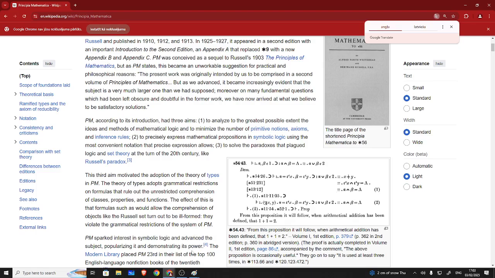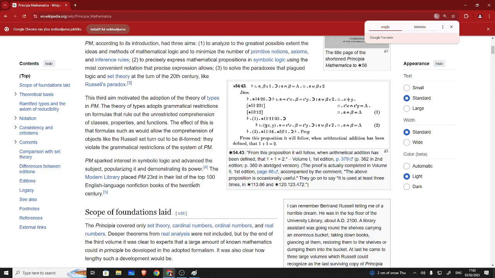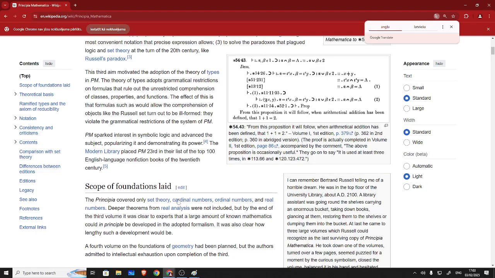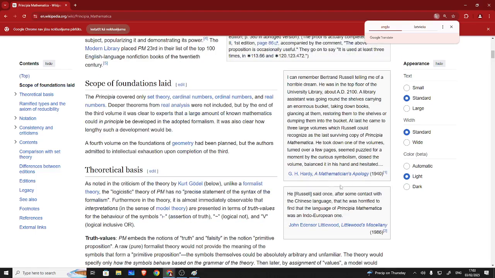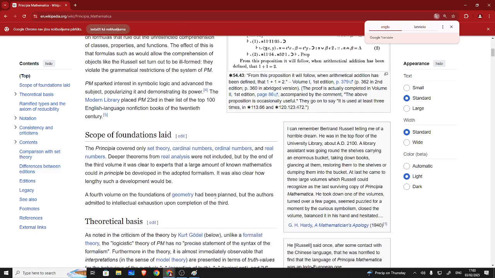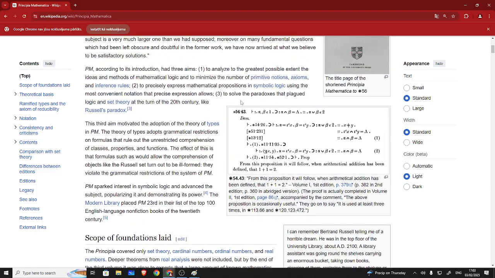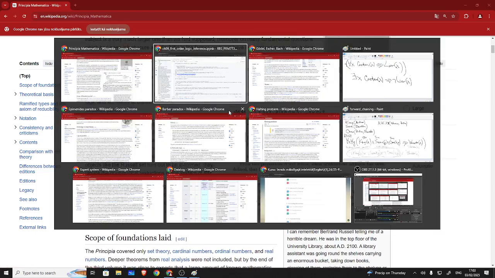It's on a list of the top 100 English language non-fiction books, but I don't know how many people have read it. Even Russell said that he was horrified. So this is interesting, but basically, a fail.